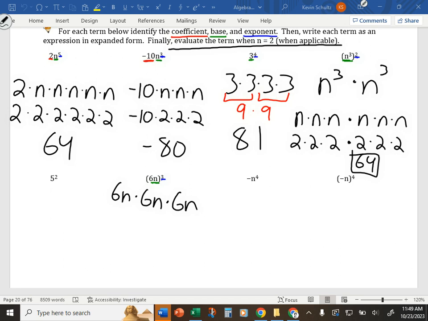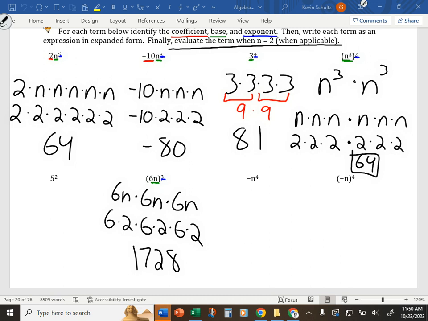Right? So now, further expanded form, we're going to be plugging in a 2 in for each of those n's. So we have 6 times 2 times 6 times 2 times 6 times 2. All told, what does that end up equaling? Yes, Zoe? 1,728. Okay.